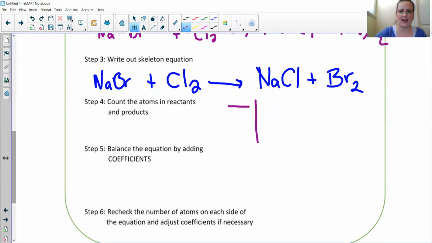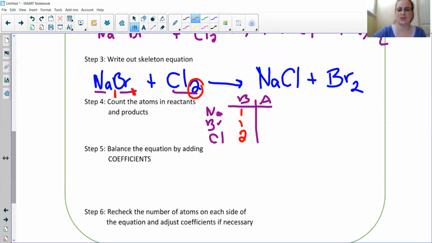So if you have a before and after, list off all the things you have before. So you have a sodium, a Br, and a Cl. And you count how many of each you have. Well, I have an invisible 1 here, which means I have 1 sodium. I have an invisible 1 here, which means I have 1 bromine. And I have a subscript 2 here, which means I have 2 chlorines. Now you're going to do the same thing after. So after I have 1 sodium, 1 chlorine, and 2 bromines.